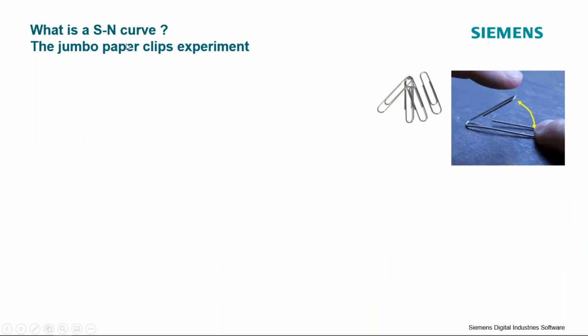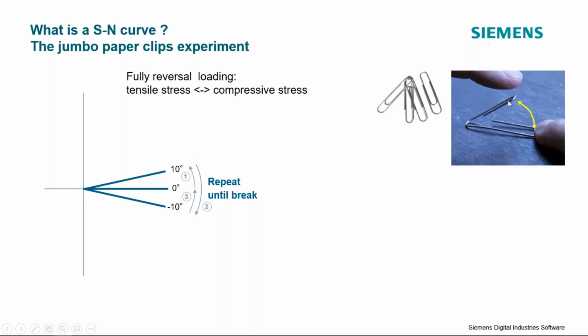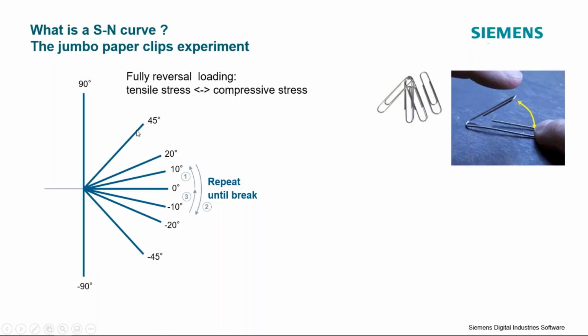We'll start off our discussion on SN curves with a little experiment that you folks at home could play around with if you had a desire, where we take a paper clip and we bend that paper clip back and forth at a certain angular increment, and we observe how many bends we can make before this paper clip fails. So starting with a plus or minus 10 degrees repetition, and then we'll do plus or minus 20 degrees, plus or minus 45 degrees, and plus or minus 90 degrees.